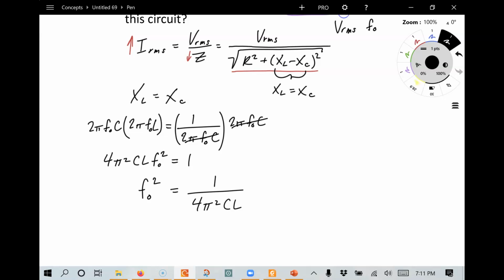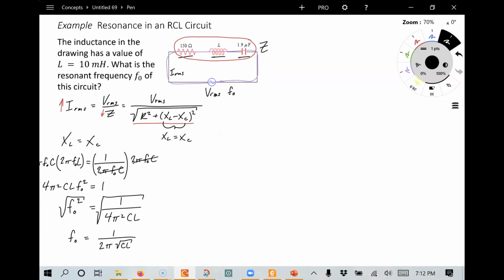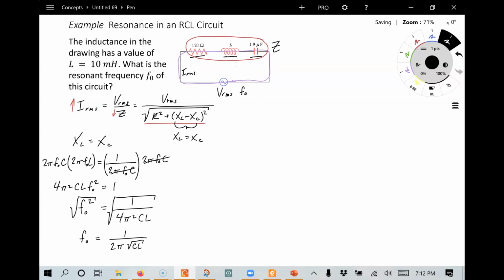And now we're going to go ahead and just take the square root of both sides of this equation. Remember, the square root is a power. So this means that we're allowed to distribute the square root to all these terms since they're either divided or multiplied. So the resonant frequency: square root of 1 is 1, square root of 4 is 2, square root of pi squared is pi, and then we're left with the square root of CL. So at the end of the day, that's the equation we're going to use to calculate the resonant frequency.